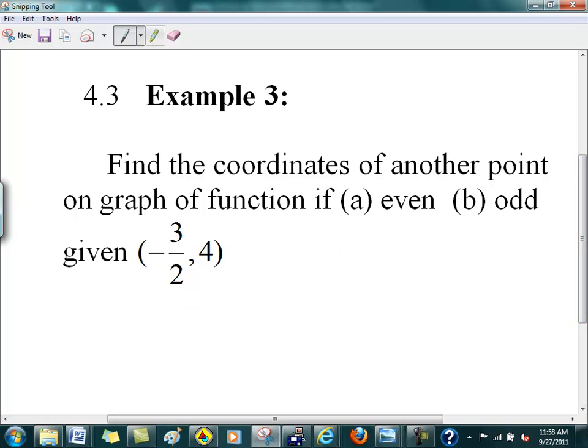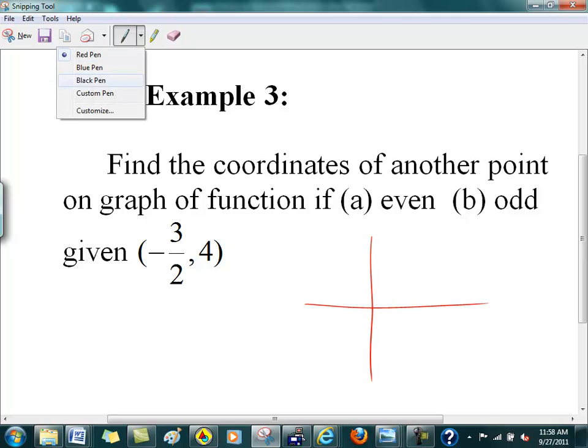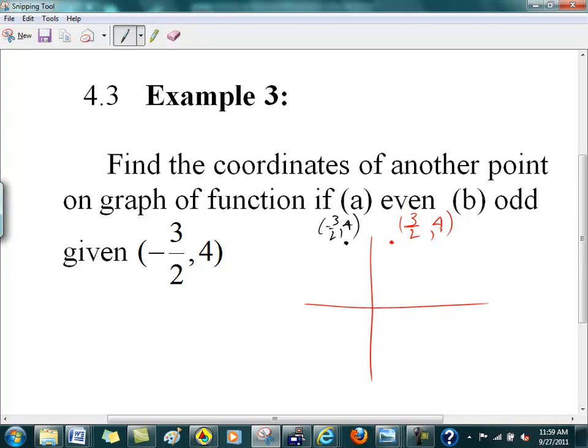So what you want to do is plot the point first. So negative 3/2, 4. So let's say it's out here. And so if it's even, it's symmetric about the y-axis. So would the point be here? Yes? And what do you think its coordinates would be then? Sorry? 3/2 and the y? Nice, good job. Is everybody okay on that?